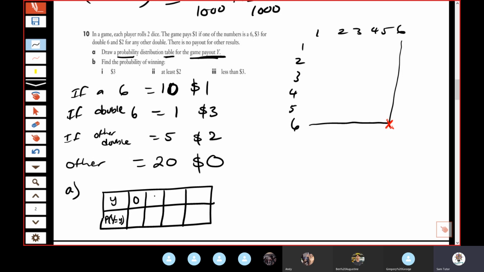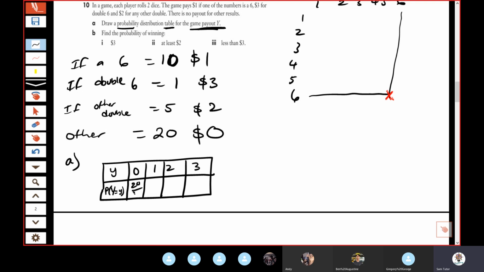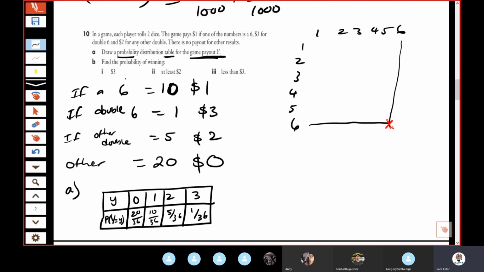All right, 0, 1, 2, 3. Drawing a probability distribution table just means draw this value table with P of Y down here for the game payout Y. What's the probability of getting paid out $0? 20 out of 36. $1? 10 out of 36. $2? 5 out of 36. And $3? 1 out of 36.